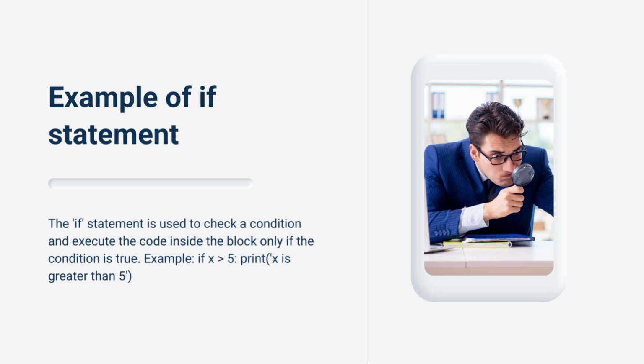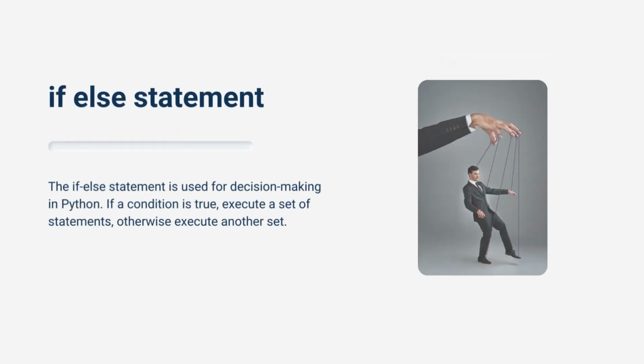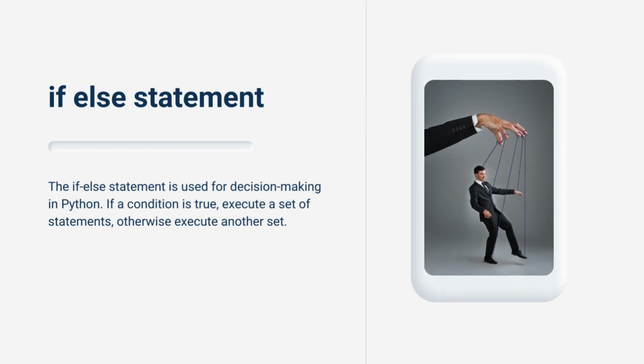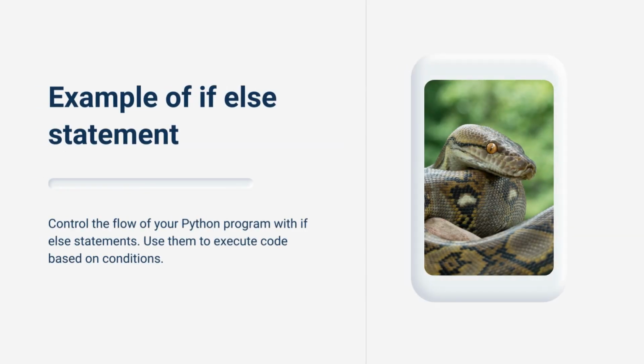Next, let us know about the if else statement. The if else statement is used for decision making in Python. If a condition is true, execute a set of statements. Otherwise, execute another set. And now let's see the example for the if else statement. Control the flow of your Python program with if statements. Use them to execute code based on conditions.